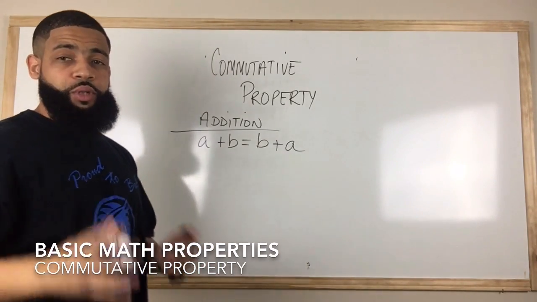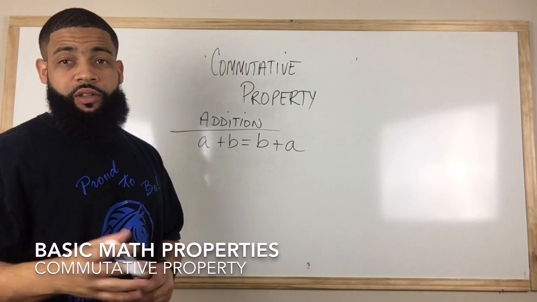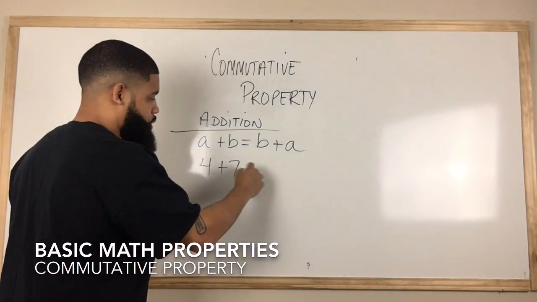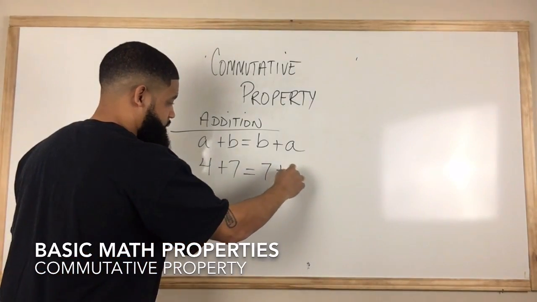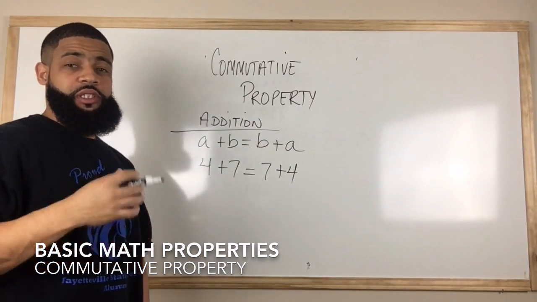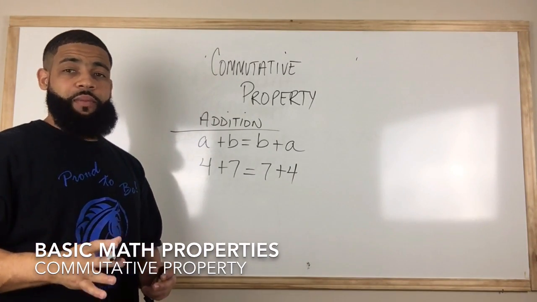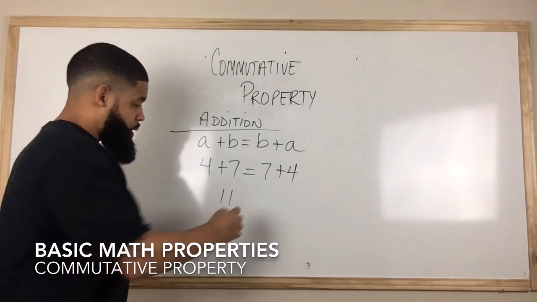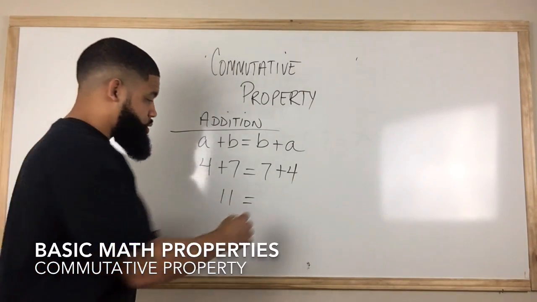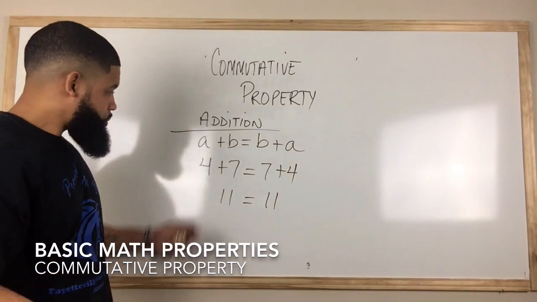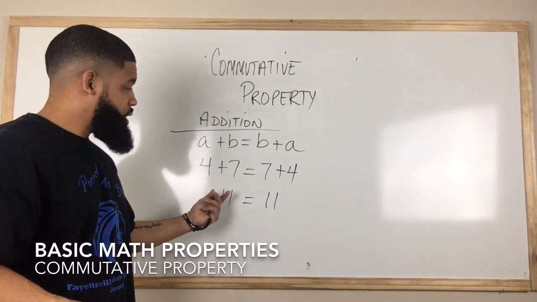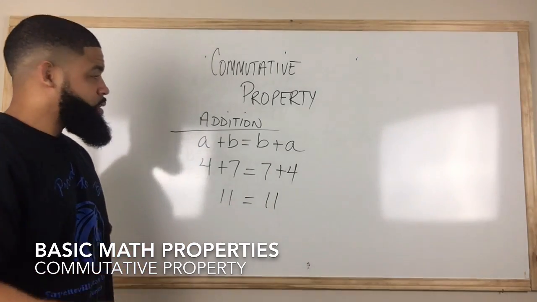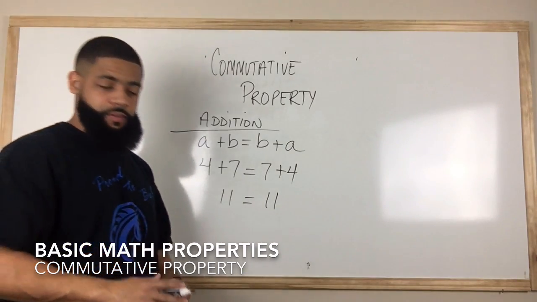So let's put some numbers in place of A and B to see how this property works. If I have 4 plus 7, we'll get the same sum as 7 plus 4. What the commutative property says is the order of the numbers does not matter. We'll still get the same sum. On the left-hand side, 4 plus 7 equals 11, and on the right-hand side, 7 plus 4 also equals 11. So the value of the left side is the same as the value of the right side. That's the commutative property of addition.